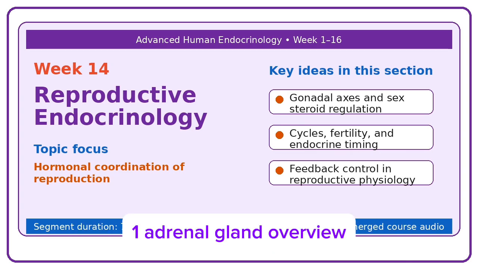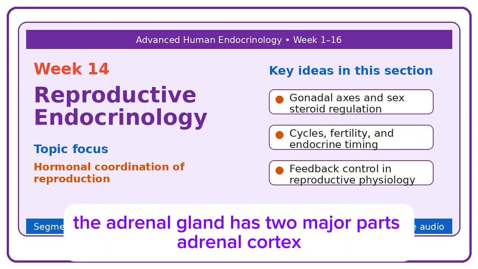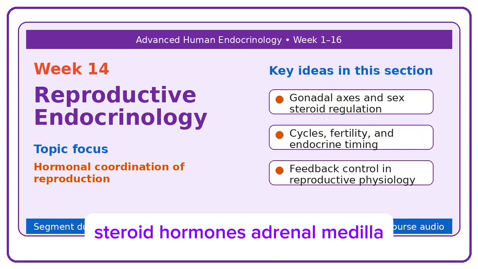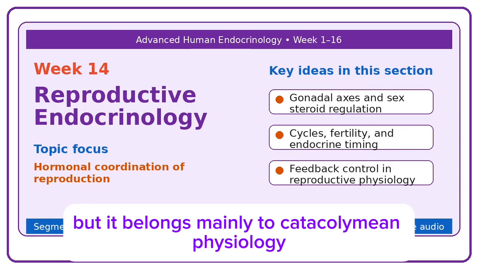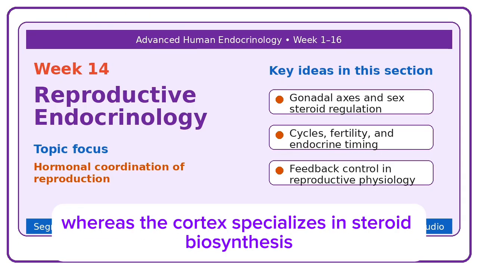1. Adrenal gland overview. The adrenal gland has 2 major parts: adrenal cortex, steroid hormones; adrenal medulla, catecholamines. This week focuses on the cortex. The medulla is important, but it belongs mainly to catecholamine physiology, whereas the cortex specializes in steroid biosynthesis.